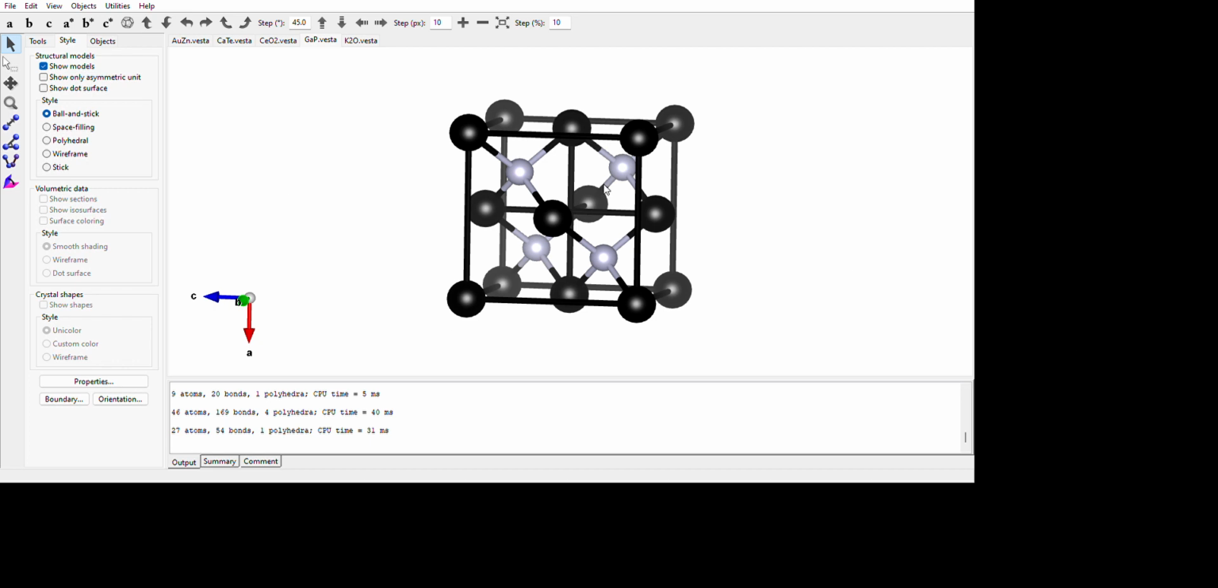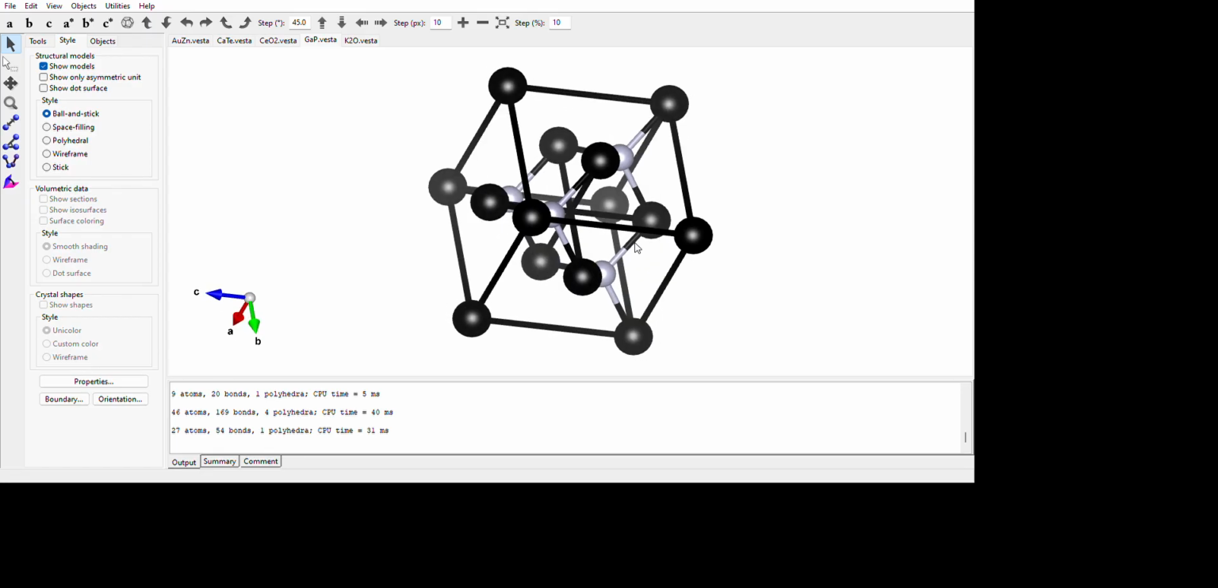GaP structure, in which the gallium is present at the tetrahedral void centers, and the phosphorus is the anion, which is present at the face centers and the corner atoms. So like this is the edit data option and the unit cell. This is the space group of this, and it is a cubic type structure.